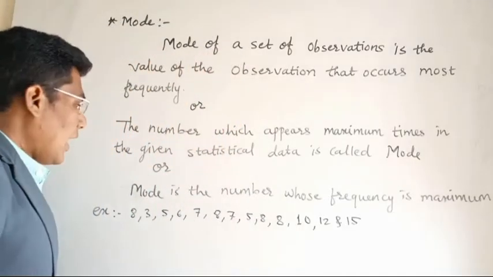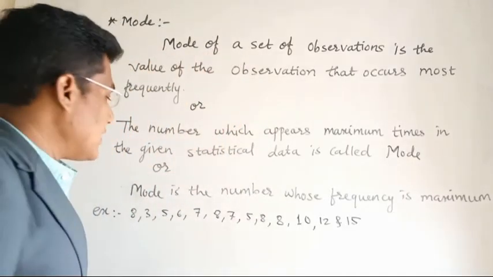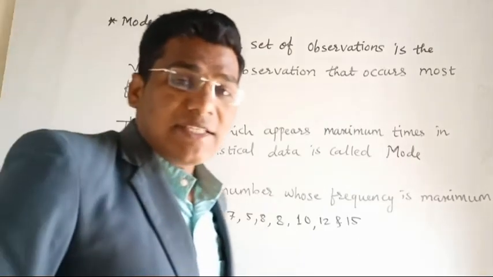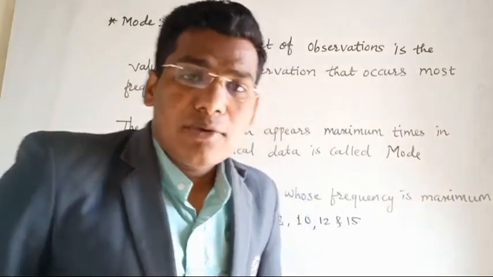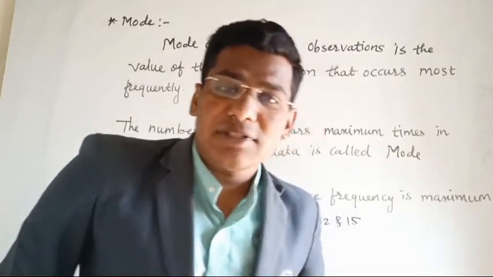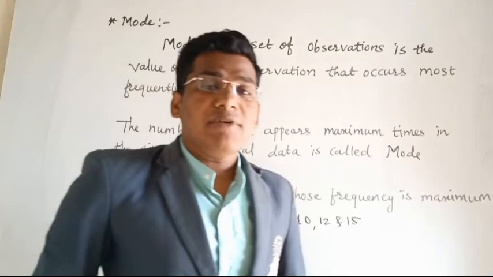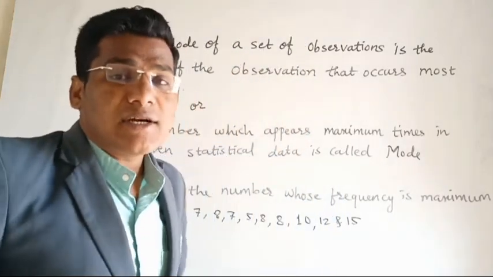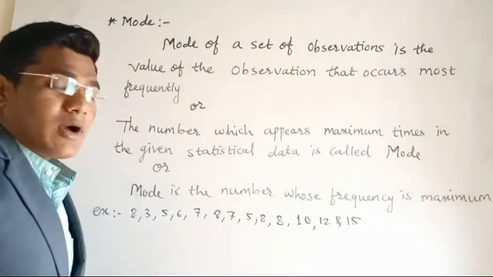Again, it is defined as: mode is the number whose frequency is maximum. It means that if we have observations, and in those observations one of the numbers has more frequency, that number will be the mode of that particular observation.